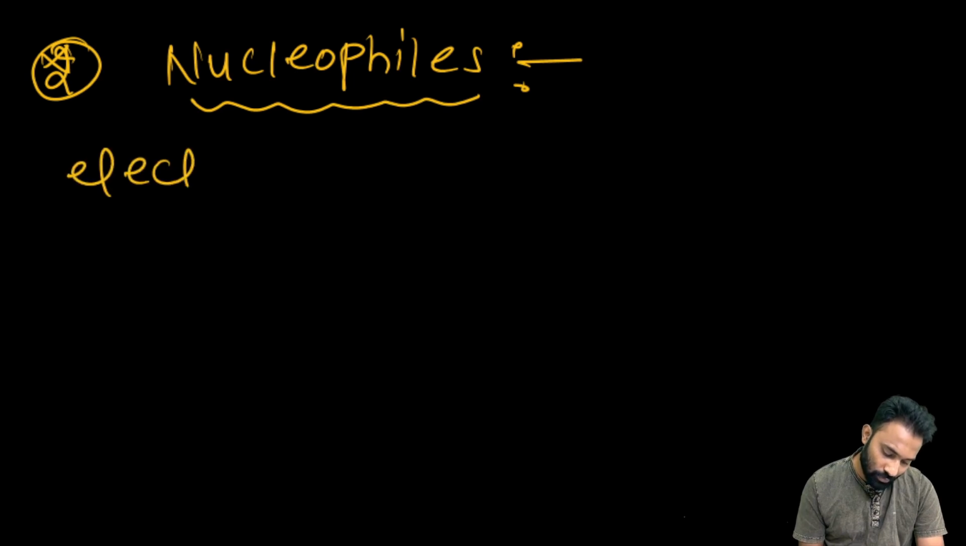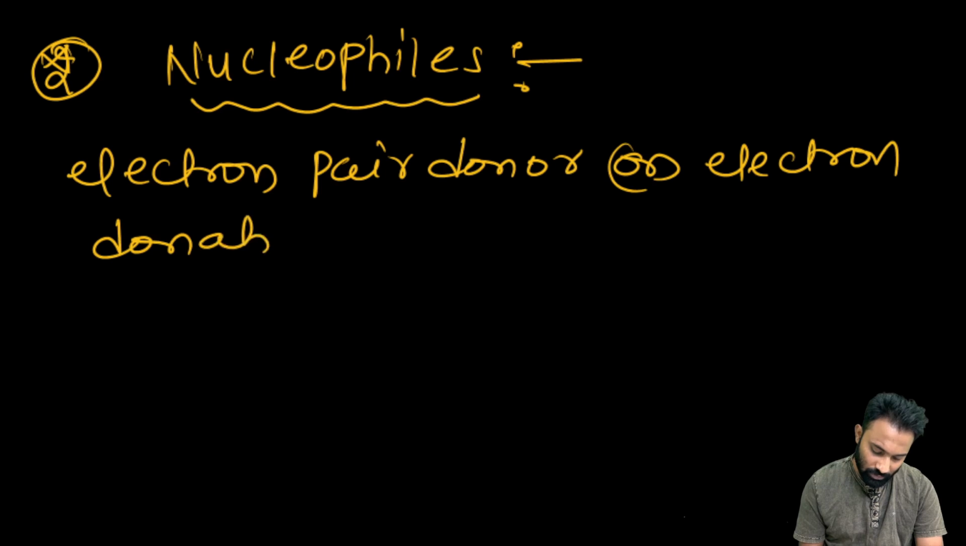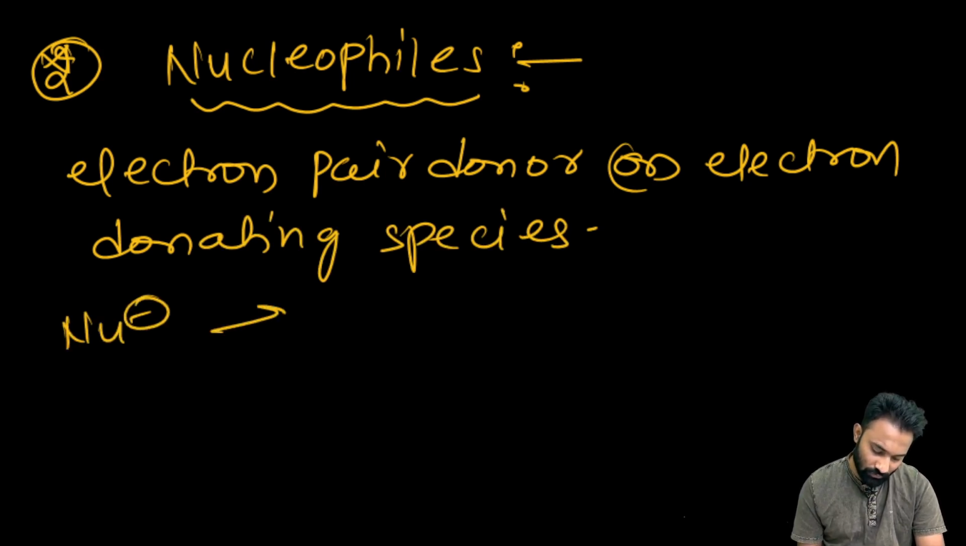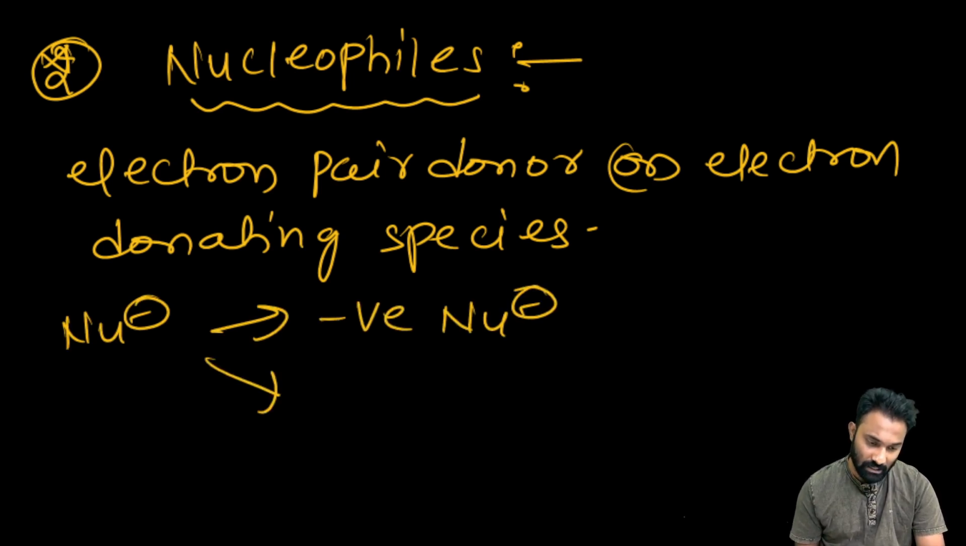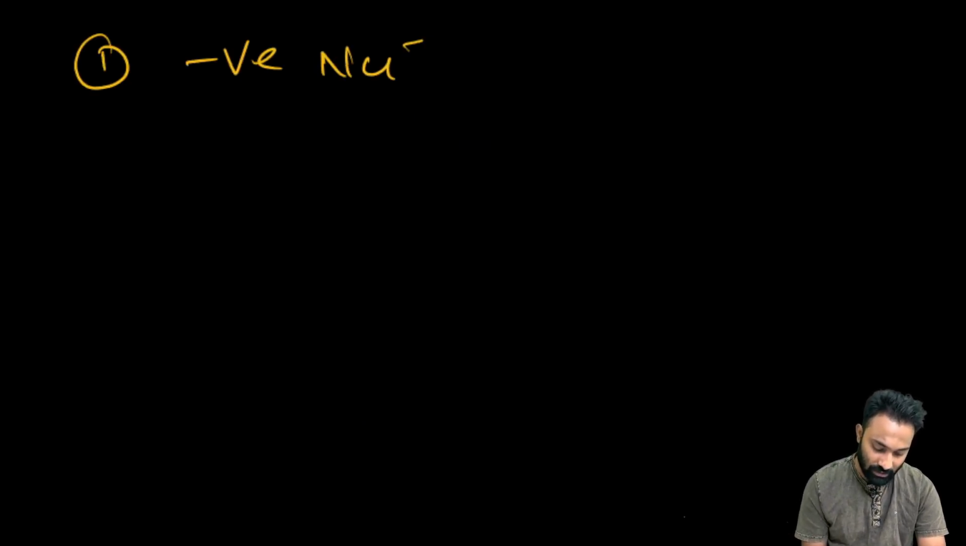What do we call the nucleophiles? Electron pair donors, or electron donating species. Electron donors or electron pair donating species are known as nucleophiles. Here also the nucleophiles are of two types. One is negative nucleophile and one is neutral nucleophile. First, the negative nucleophiles.